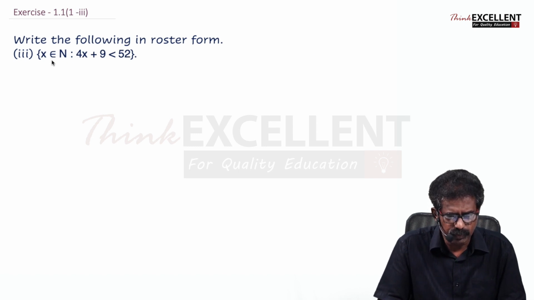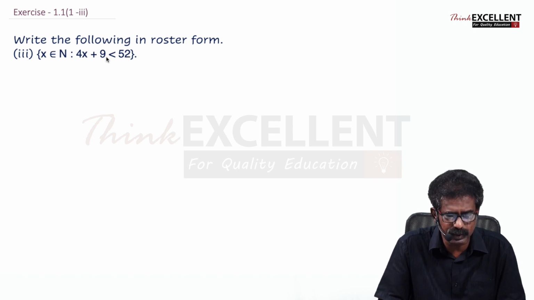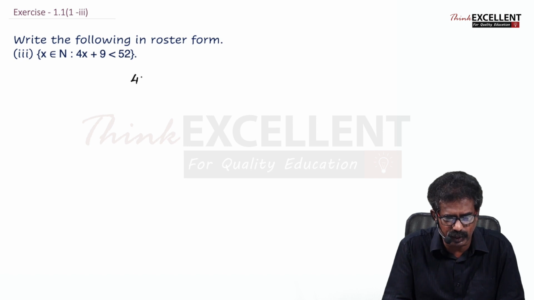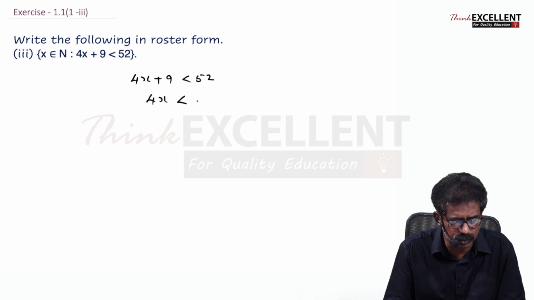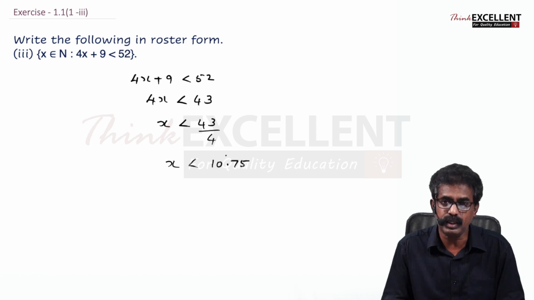Write in roster form. x belongs to N, x is a natural number, 4x plus 9 less than 52. So one inequality given, right? 4x plus 9 less than 52. So 4x is less than, take 9 that side. So what do you get? 52 minus 9, 43, right? So x is less than 43 by 4. So that is x is less than 10 and 3 by 4, that is 10.75, right?